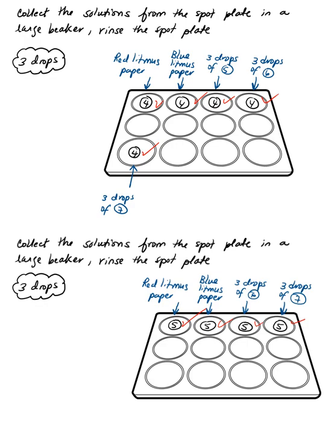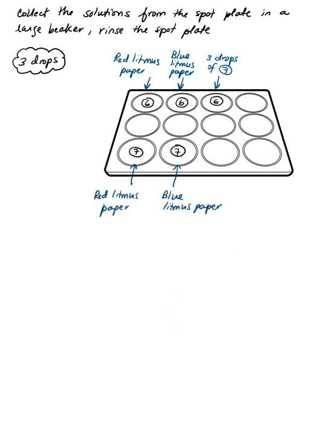You already have 1 with 5, 2 with 5, 3 with 5, 4 with 5. So you just need 6 and 7. So copy all of your observations, transfer all of your solutions into your own waste container in your bench, rinse it with water, and now we're preparing the last one.